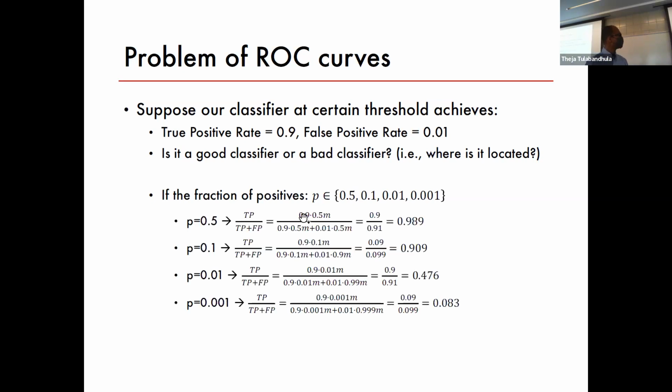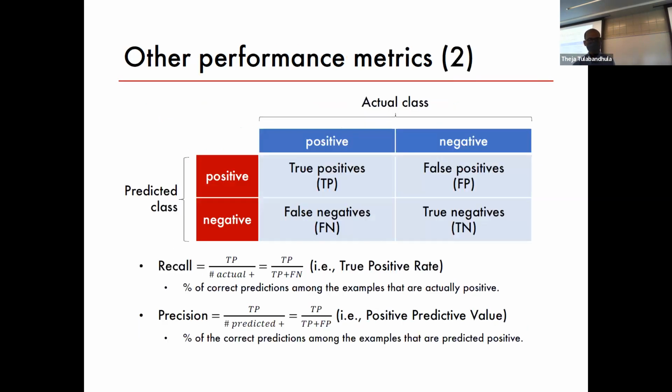So what happens? For that, I'm now defining a new ratio. This ratio is not something we've seen before. This ratio is the true positives divided by true positives plus false positives. So let me just come back. Ignore the text below. Let me just recall this, because if you don't remember this, then it's going to be very hard to understand which cell we're talking about.